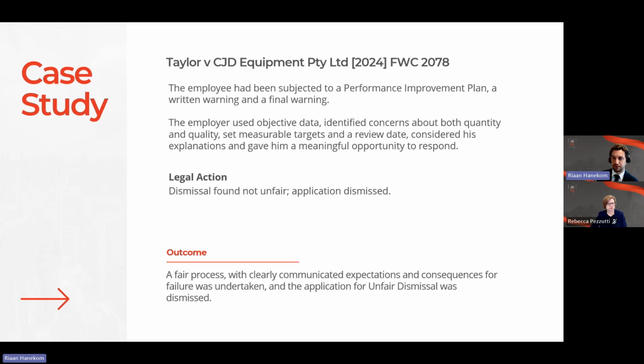He applied for unfair dismissal, and the Commission upheld the dismissal because a fair process was followed. The Commission accepted that the employer could look beyond whether Mr. Taylor had technically met a numerical KPI and consider the overall quality and substance of his performance. He'd also been given clear warnings and a reasonable opportunity to improve. So ultimately, the unfair dismissal application was dismissed. This is an example of where the employer did it correctly, and it's a fairly long decision as far as unfair dismissal decisions go.